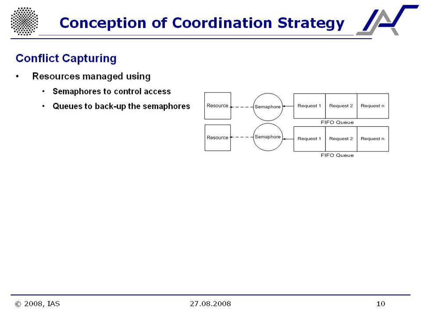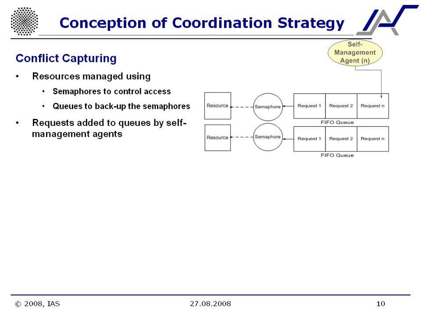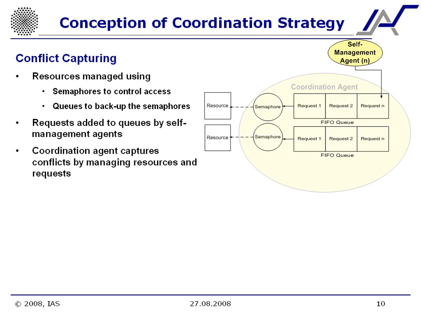So whenever a self-management agent wants to send a request or access the resource, it has to add its request to the queue instead of trying to lock the semaphore as before. Then the coordination agent captures the conflicts mainly by managing the resources, the queues, and the requests. Now we have captured the conflict.